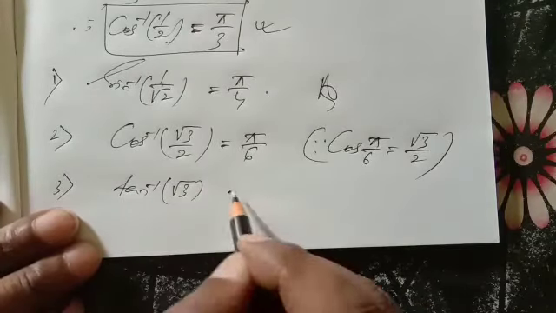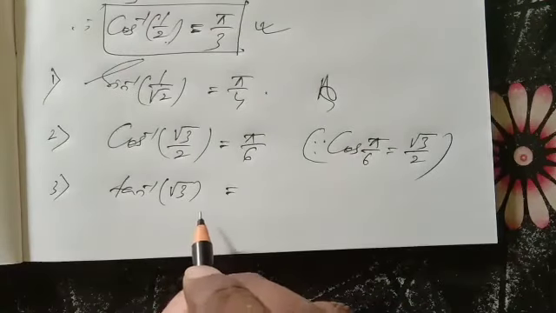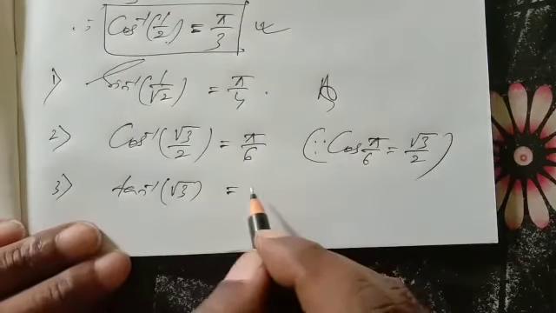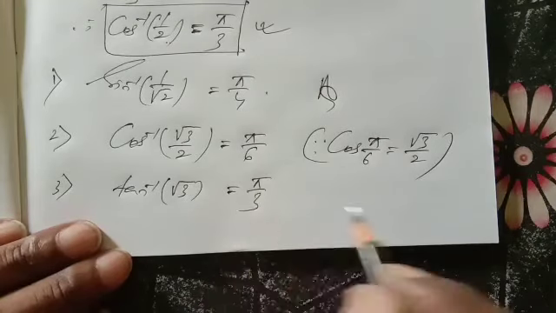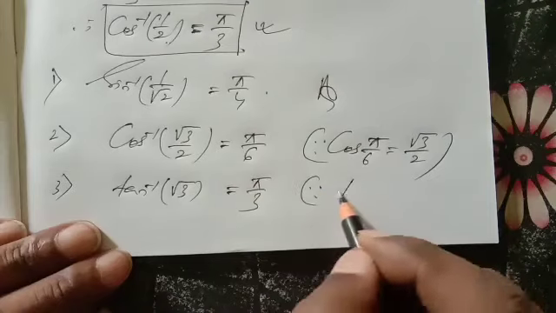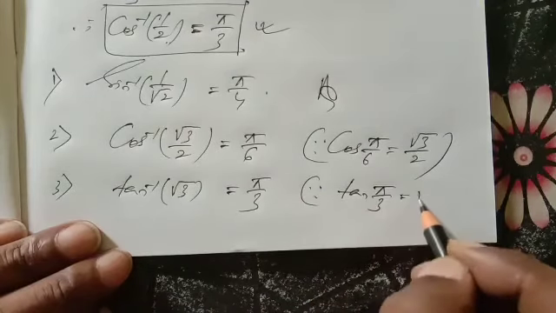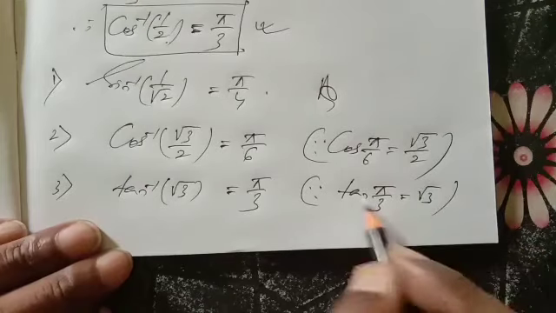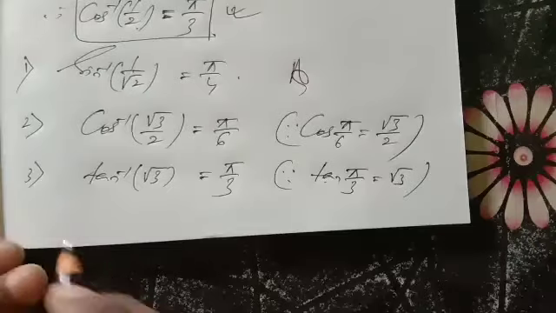Tan inverse root 3 means tan of what angle gives root 3? Tan 60 is equal to root 3, and 60 degrees means pi by 3. Since tan pi by 3, that is tan 60, equals root 3, therefore tan inverse root 3 is equal to pi by 3.